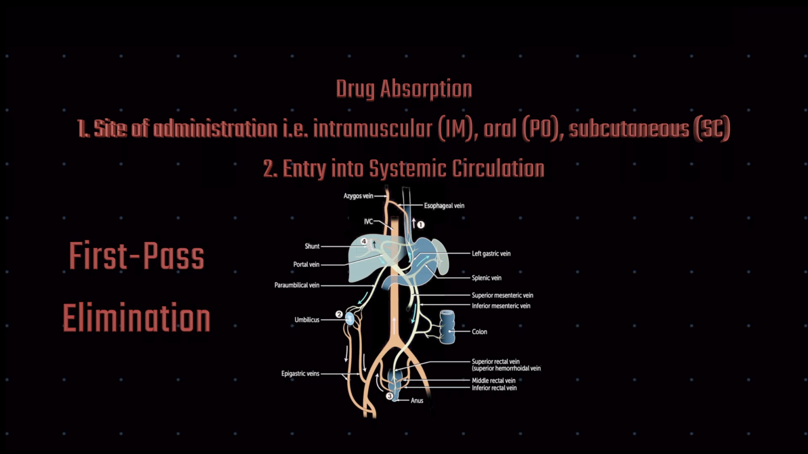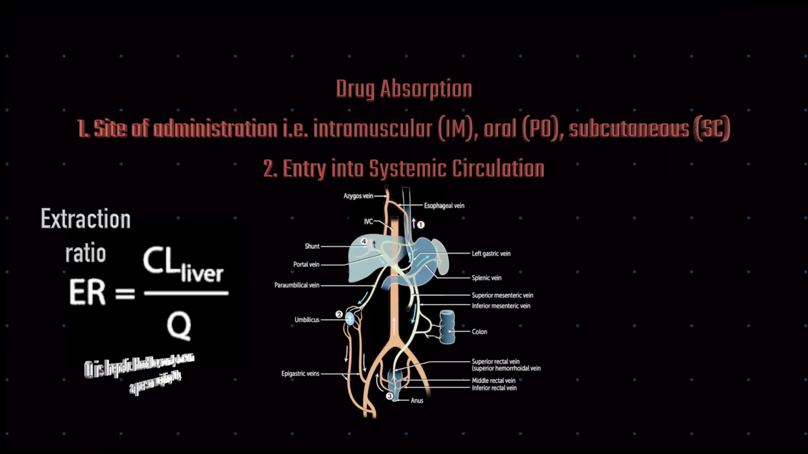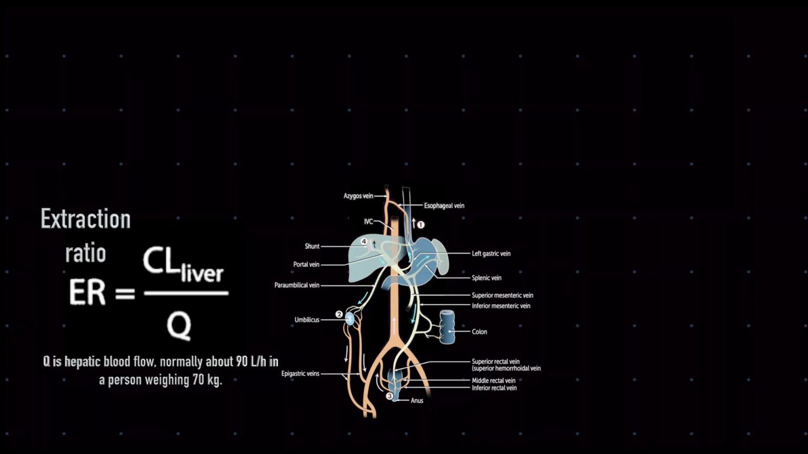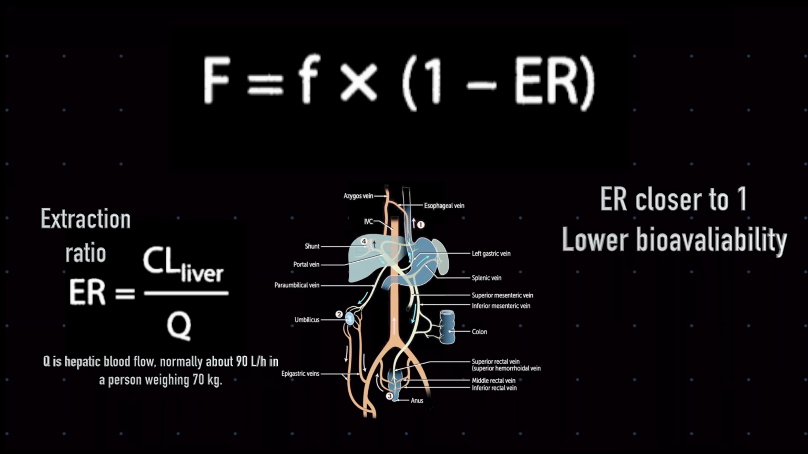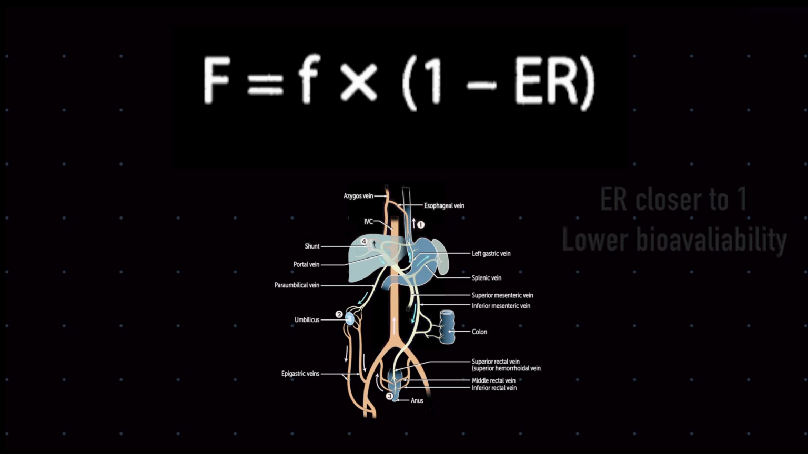This effect is quantified by the hepatic extraction ratio, ER, which measures the proportion of the drug removed by the liver during its first pass. The systemic bioavailability, F, of an orally administered drug can thus be predicted from both the fraction of the drug absorbed from the GI tract and the hepatic extraction ratio. This formula shows that as the extraction ratio approaches 1, high first-pass effect, bioavailability decreases. A drug with an ER of 0.8, for instance, would have only 20% of the absorbed dose reaching systemic circulation.